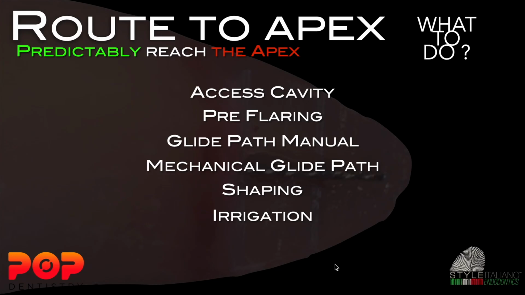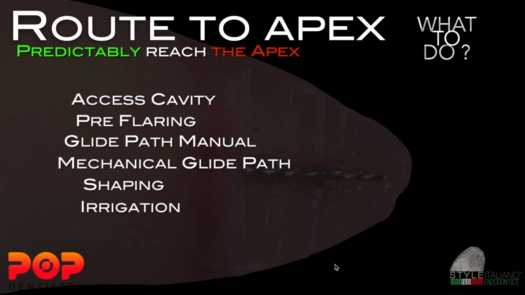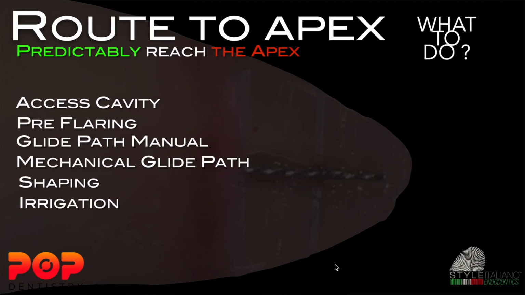We have to do the access cavity. We have to do pre-enlarging of the canal, which is named pre-flaring. After that, going with the glide path, which may be manual, and also it may be a mechanical glide path. Then moving on to the shaping, and after that the irrigation, and the final thing will be the obturation.